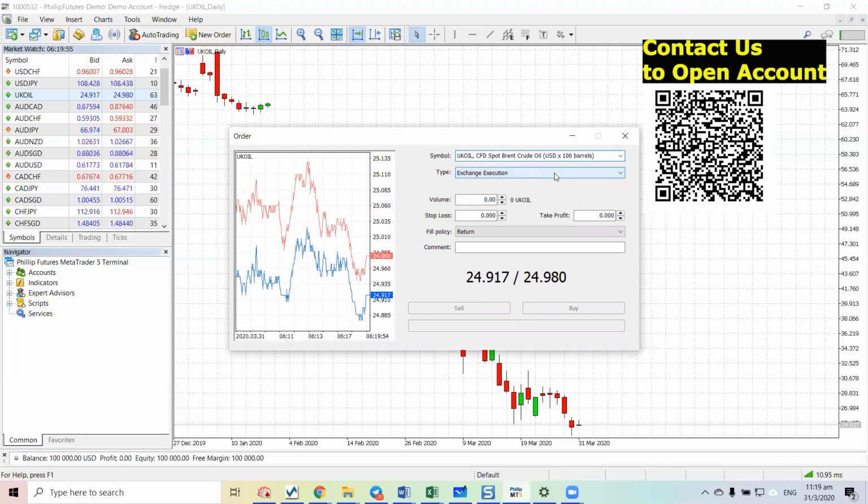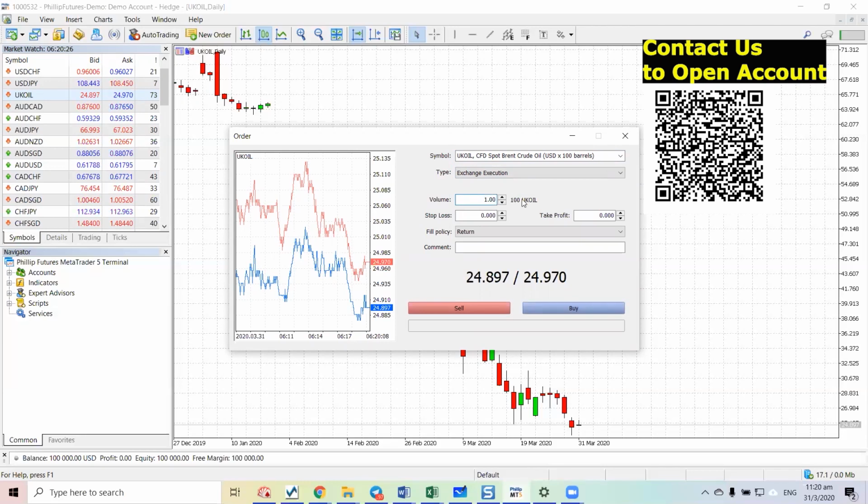So for the type, if you indicate exchange execution, what this means is basically it's a market order. You don't get to indicate the price. You just indicate how many lots you want. That means the current market price. So you basically just hit the market, and straight away you will get the order that you want to buy. So all you can indicate is the number of lots. One lot is 100. Okay, so over here they show you 100. Yes, that's right.